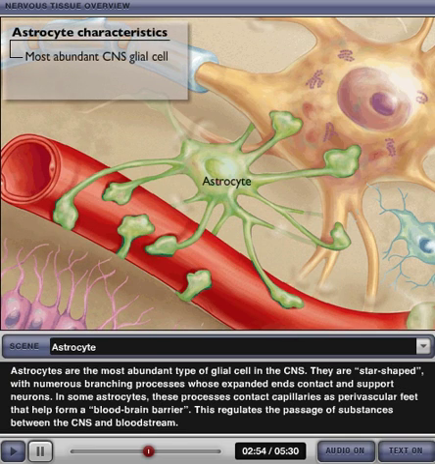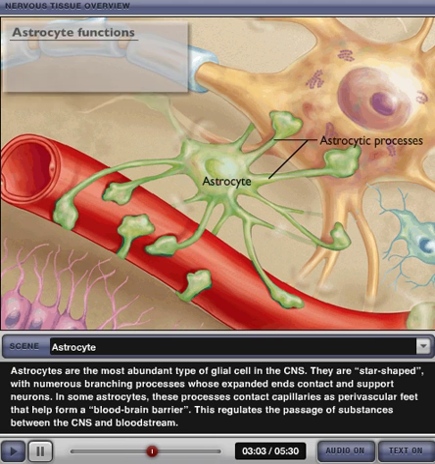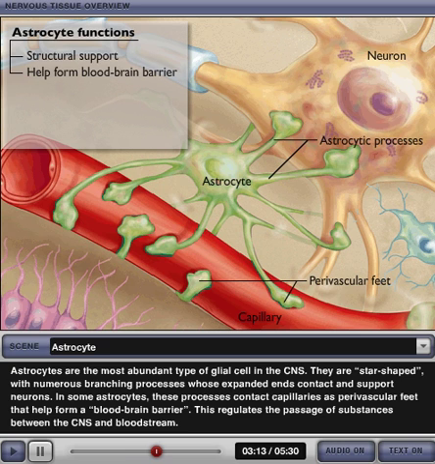Astrocytes are the most abundant type of glial cell in the CNS. They are star-shaped, with numerous branching processes whose expanded ends contact and support neurons. In some astrocytes, these processes contact capillaries as perivascular feet that help form a blood-brain barrier. This regulates the passage of substances between the CNS and bloodstream.